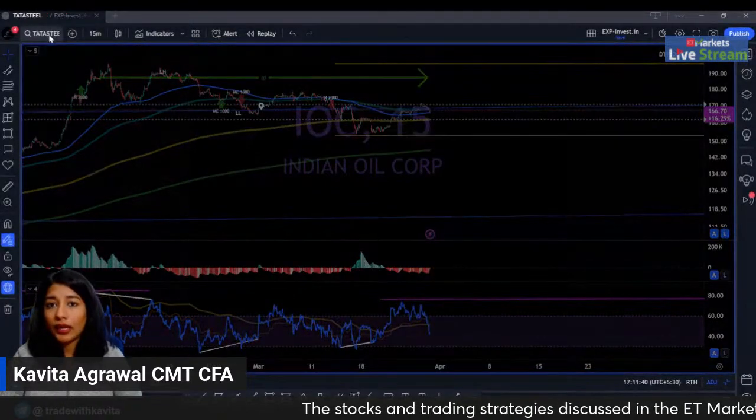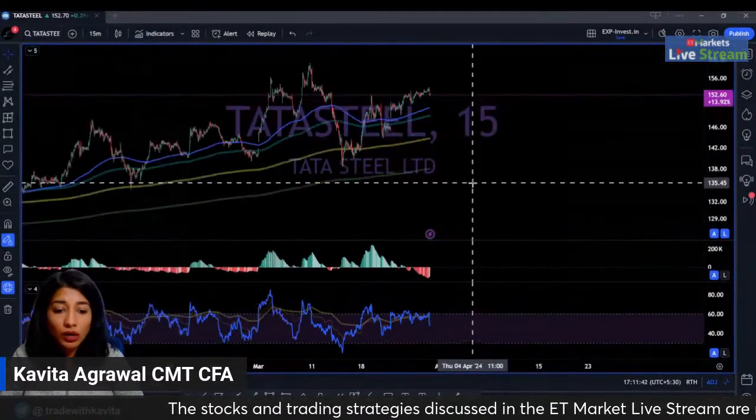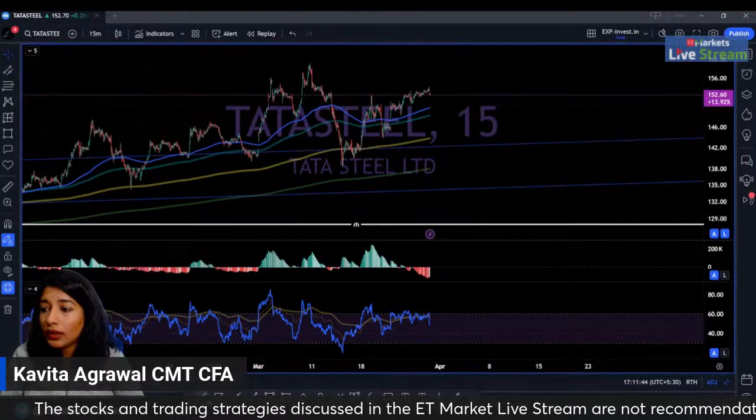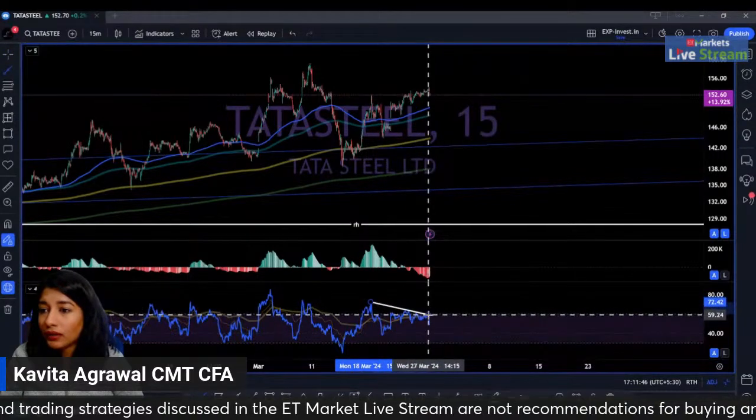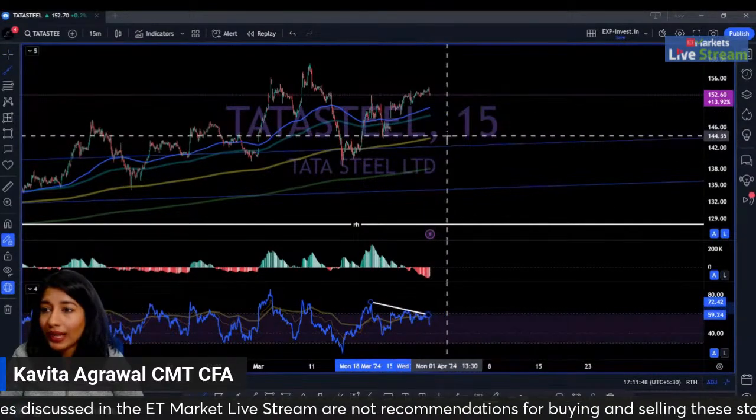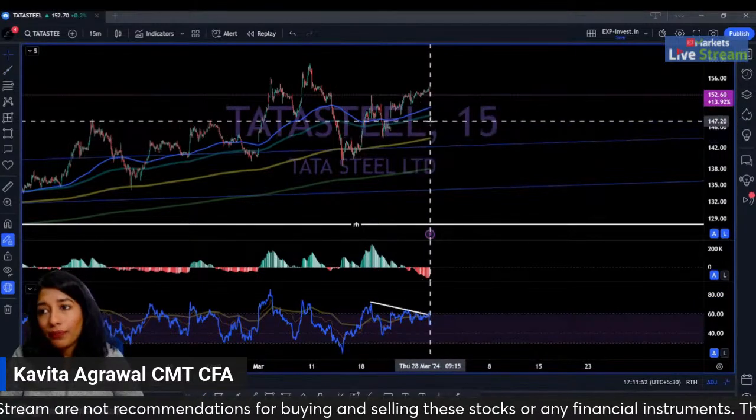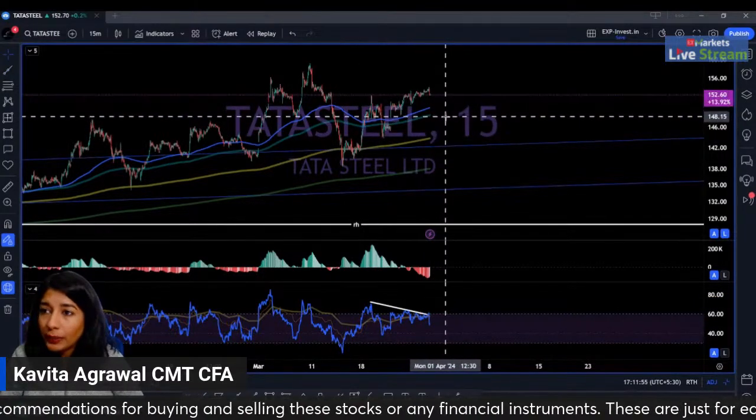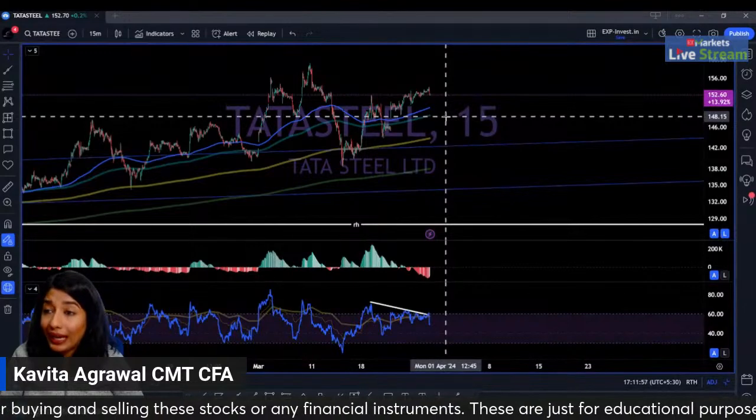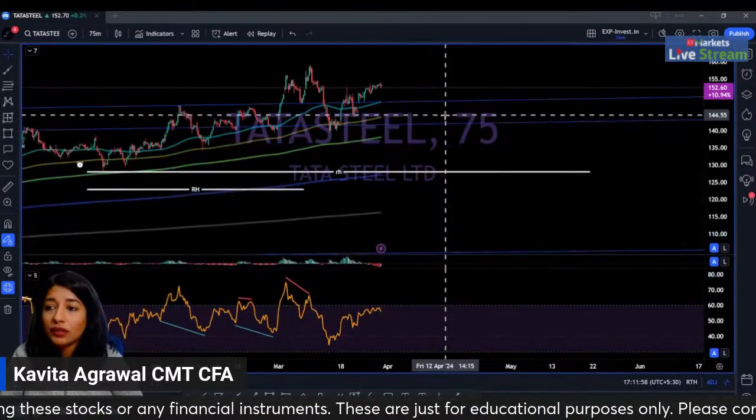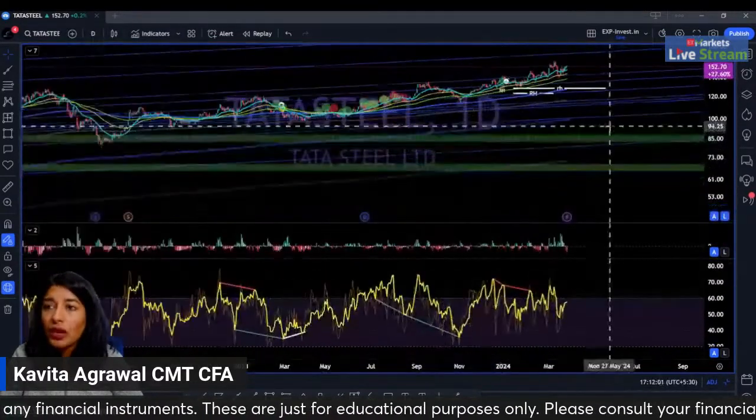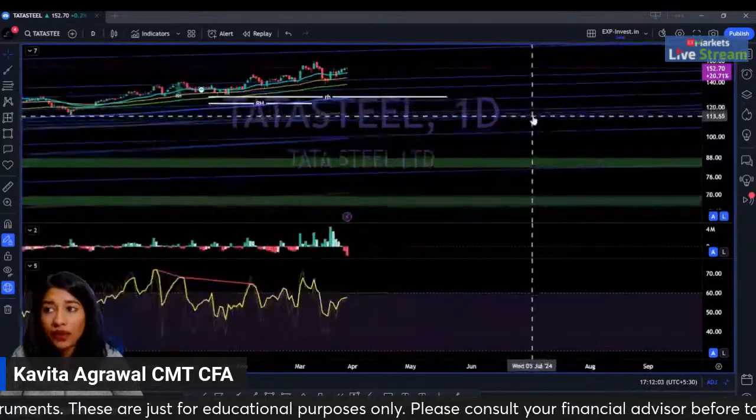8 or 160. Let's look it up for Roshan. Here I can see some bit of a negative divergence and also decline in volume, but the volume was very strong initially. There can be a little bit of a dip. I would expect the level of 148 to get retested in the immediate future. But the underlying trend is very, very strong.